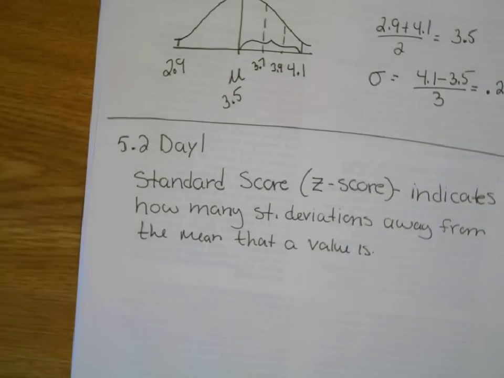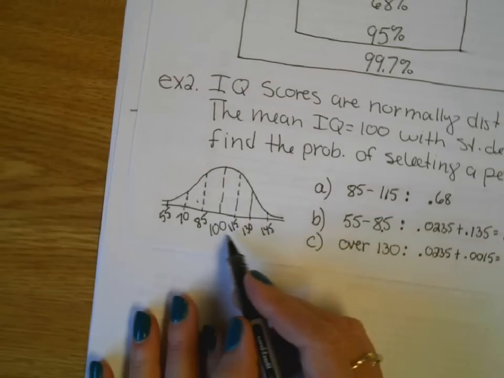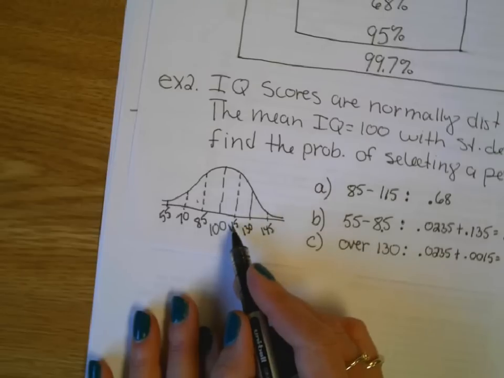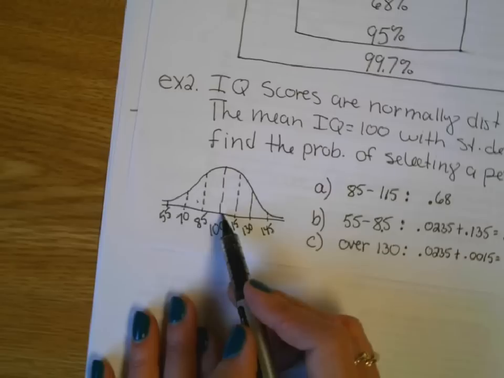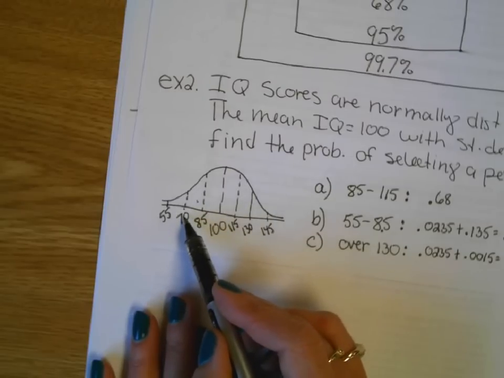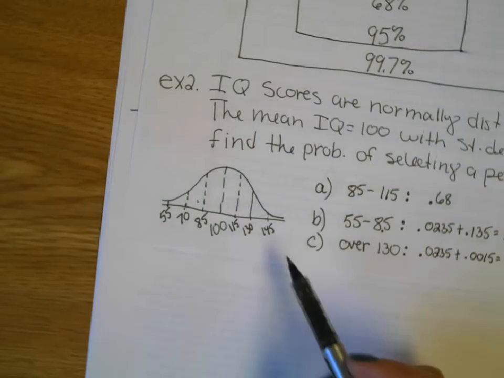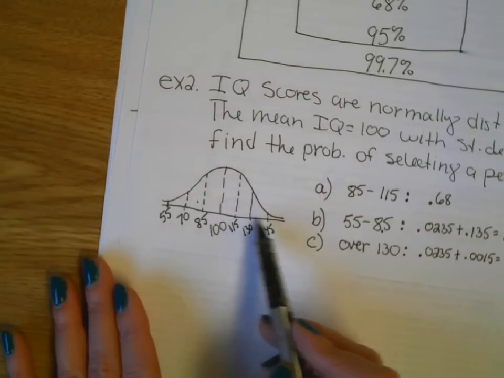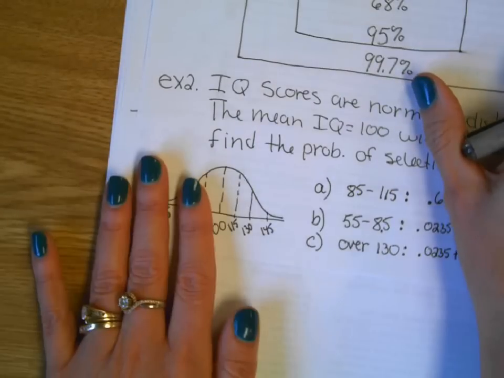So I want to go back to our IQ score real quick, just to talk about what I'm saying here. So, if I had an IQ score of 115, my z-score would be positive 1, because I'm exactly 1 standard deviation above the mean. If my IQ score was 70, my z-score would be negative 2, because I'm exactly 2 standard deviations below the mean. So it's how many standard deviations away from the mean that a value is. Well, is every single piece of data going to land on 1, 2, 3, negative 1, negative 2, negative 3? Probably not. Of course, life is not going to be that easy.